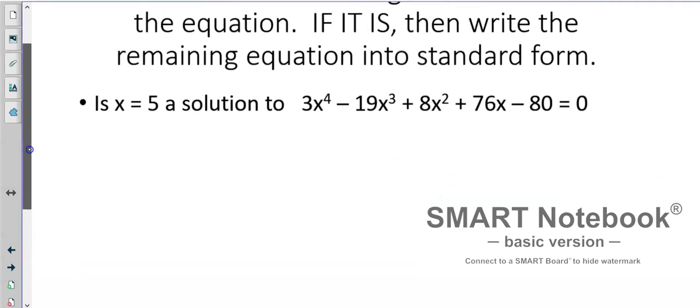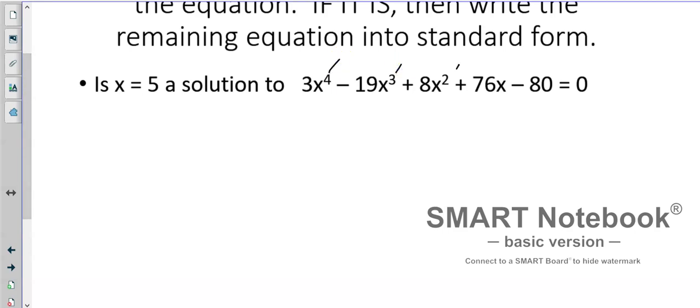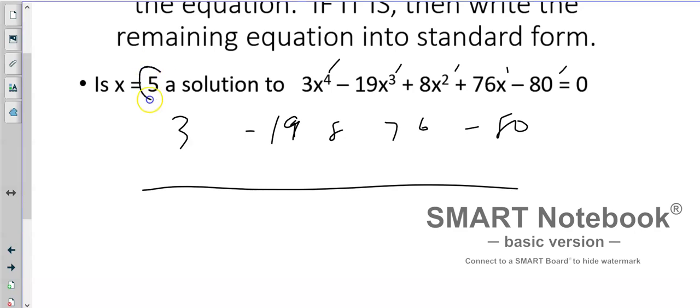Same thing. Here we go. Another example. We have a 4, a 3, a 2, a 1, and a none. So no need for zeros. 3, negative 19, 8, 76, negative 80. Boy, could I write those numbers any worse? And then the number in the box is just 5.